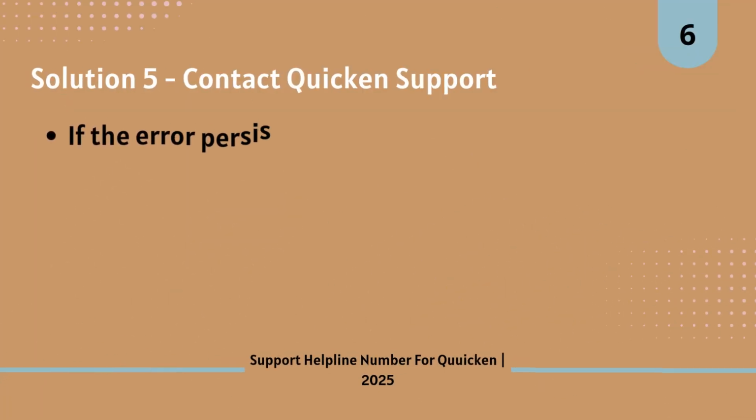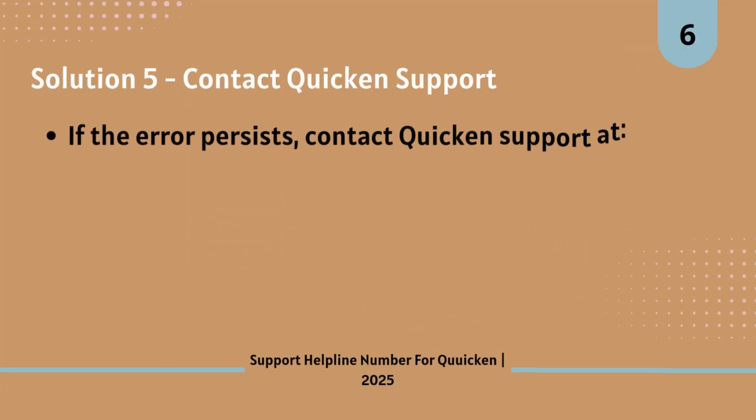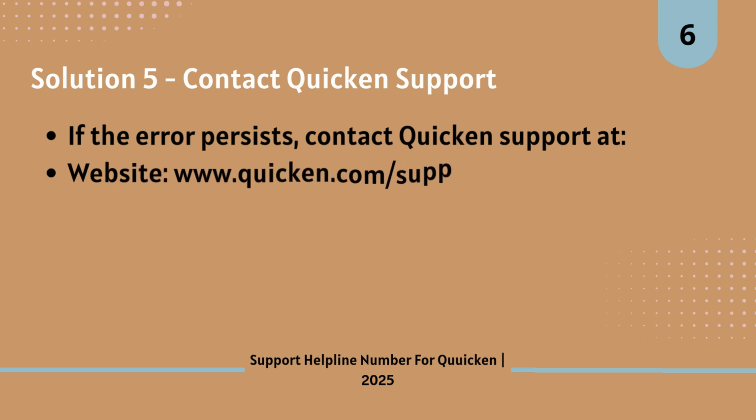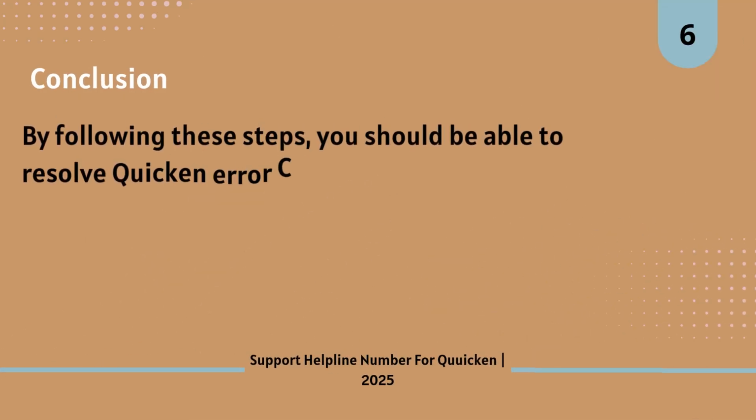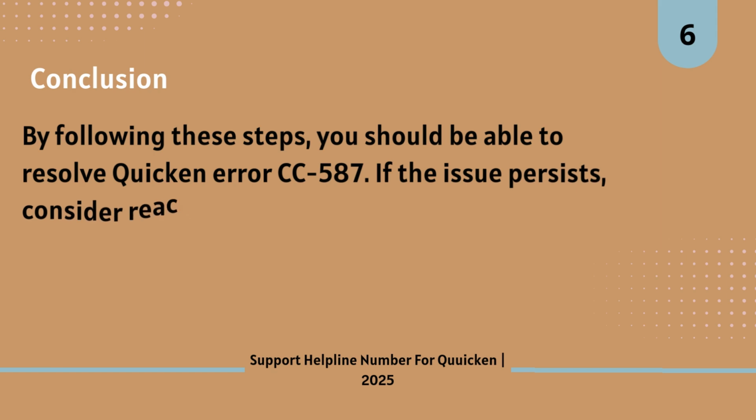Solution 5. Contact Quicken support. If the error persists, contact Quicken support at website www.quicken.com/support. Conclusion. By following these steps, you should be able to resolve Quicken Error CC-587.